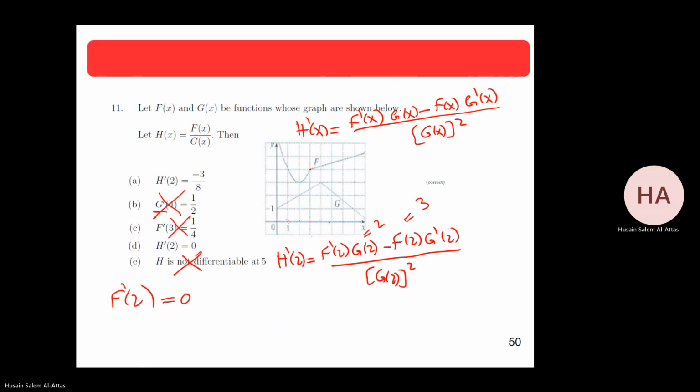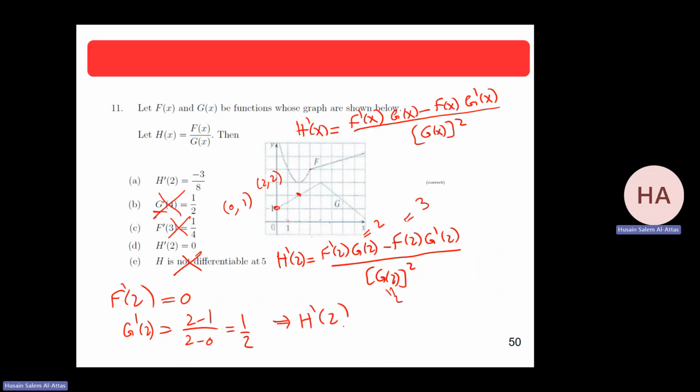Okay. Now g prime at 2. I need to find 2 points to find the slope. Since this is a line, the slope of the tangent, I just need to take 2 points. Let me take this point, which is 0 and 1. Let me take this point, which is 2 and 2. We said g at 2 is 2. So g prime is the difference of y values, 2 minus 1 over 2 minus 0. That will be half.